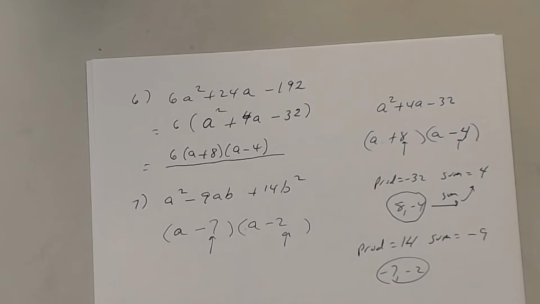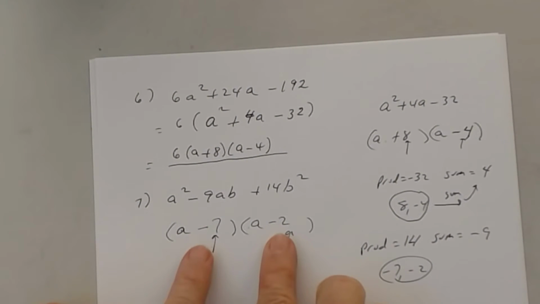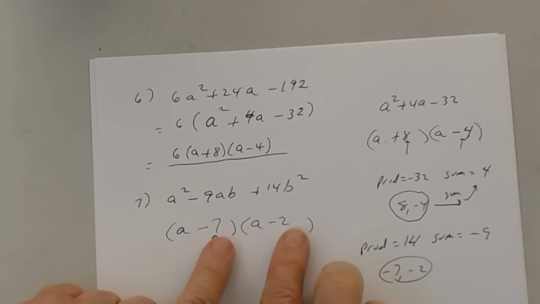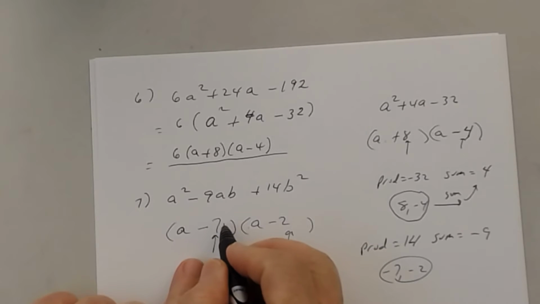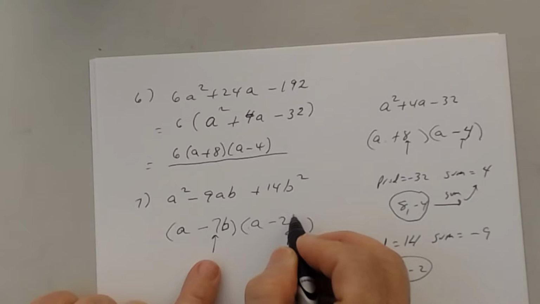But you got to remember, though, that when I check using FOIL, what's a negative 7 times a negative 2? Positive 14, but that's not what I wanted. What did I want? 14b squared. So what is it I got to attach here? B's. So it'll be A minus 7b times A minus 2 what? B.